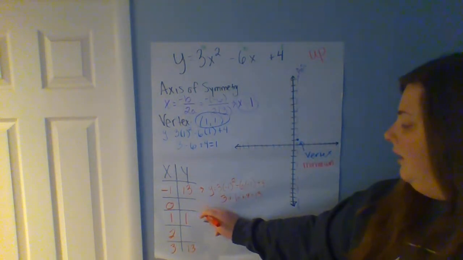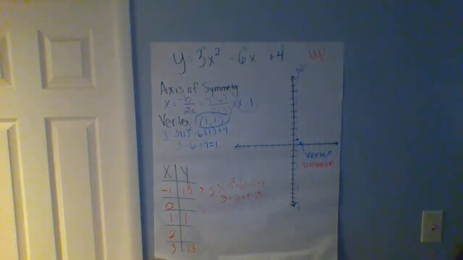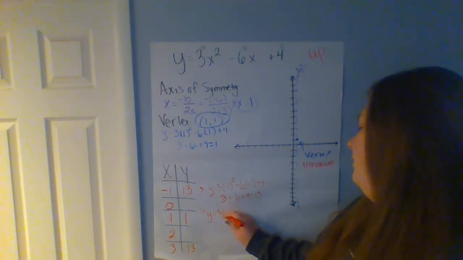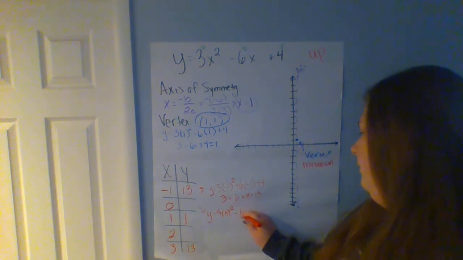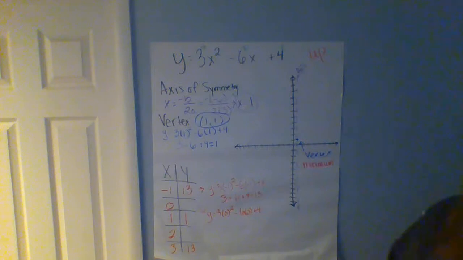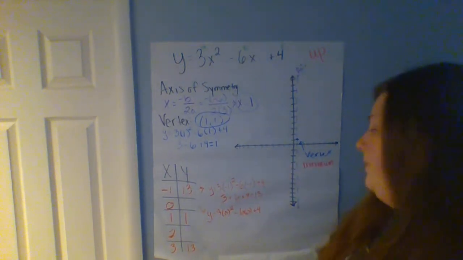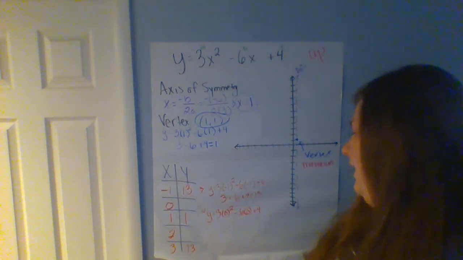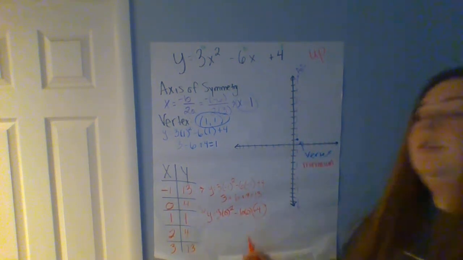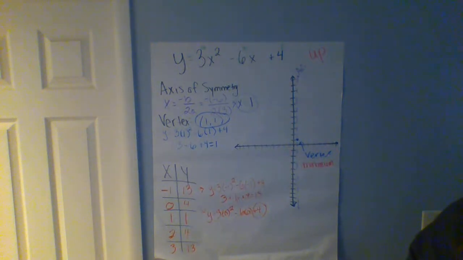Let's do the same thing for 0. So y equals 3 times 0 squared minus 6 times 0 plus 4. Now, when we plug in 0, all of that cancels, so we're left with just that 4. And that is our y-intercept.